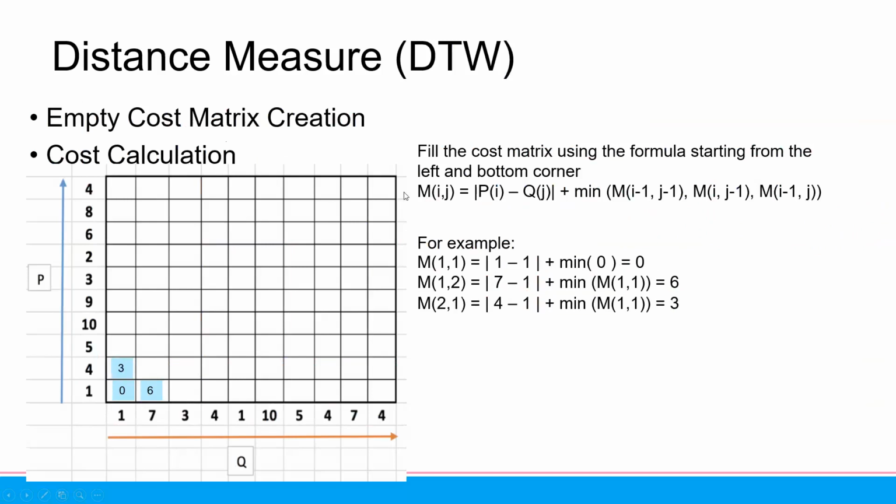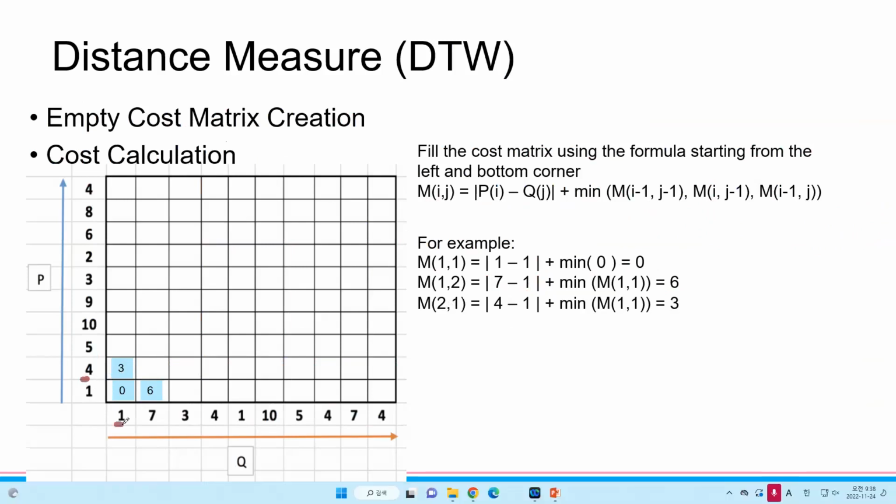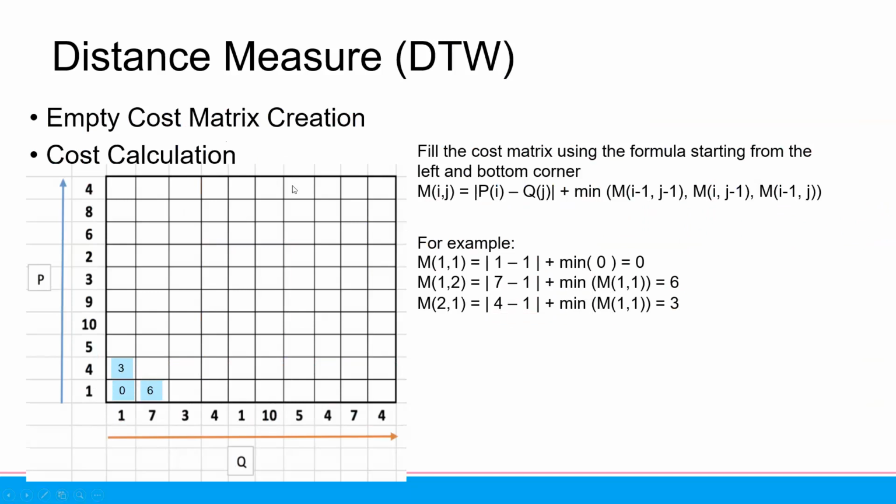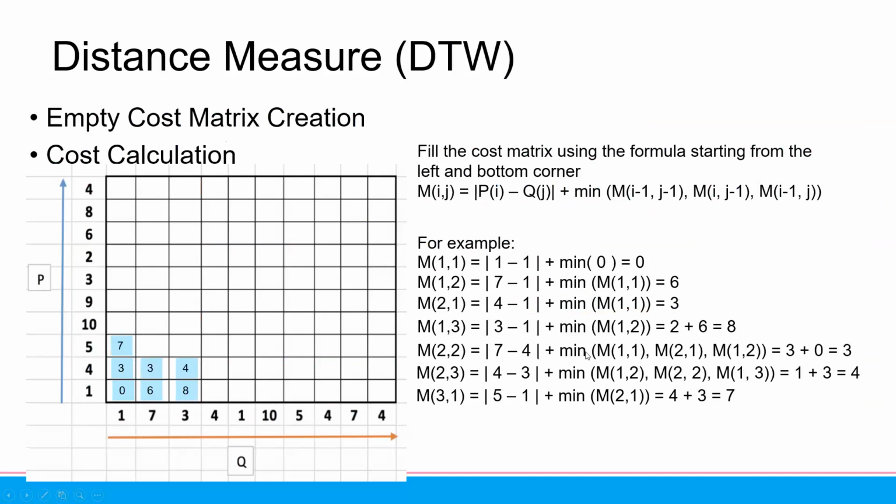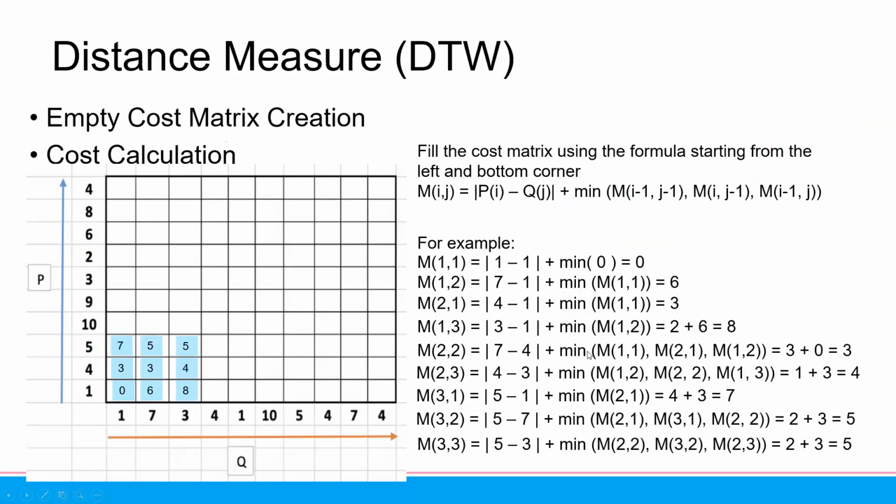Next, we know 2,1, which is here. We have the value 4 minus 1, then it is 3, and we want to add the minimum, M(1,1). Then the result is 3. So let's see if we have it like this.